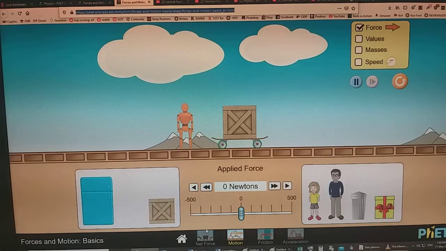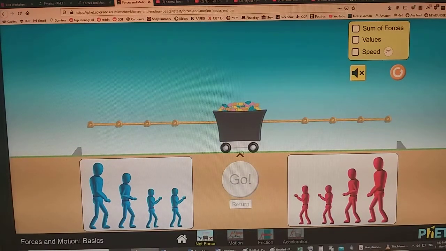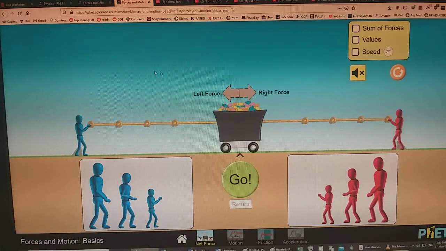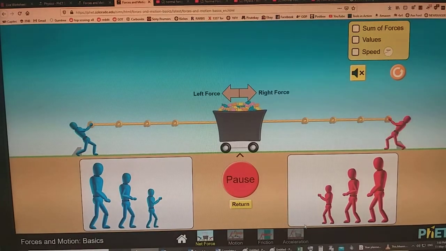So first of all, let's start with the situation that we're probably more familiar with. If you've got an object and you exert a force on that object with equal size to the left and to the right, what will happen to this object? It will stay perfectly stationary.